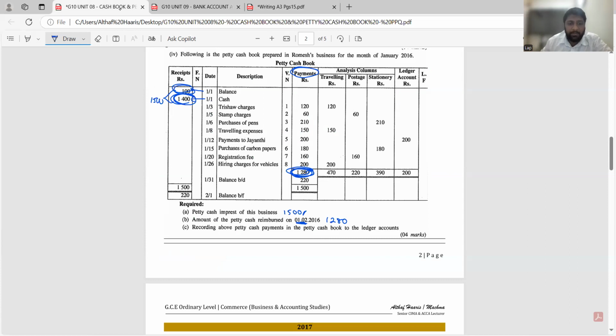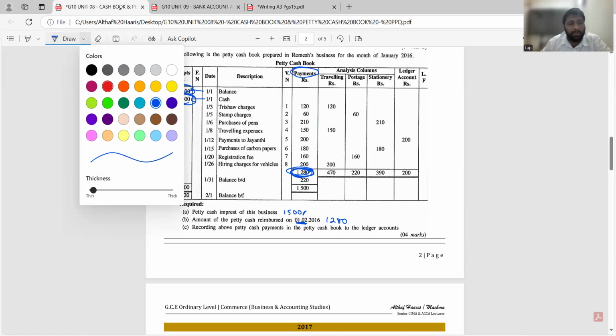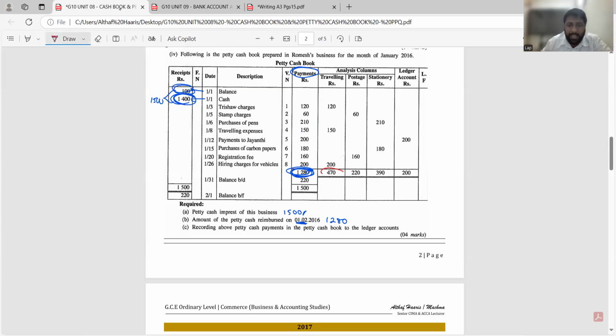Next one. Recording the above petty cash payments from the petty cash book to the ledger accounts. So they're asking us to record it to the ledger accounts. We studied, Lamai, that when you are recording to the ledger accounts, always the analysis columns' totals only will be recorded to the ledger account, and the ledger column total will not be recorded. For each item we have to record.